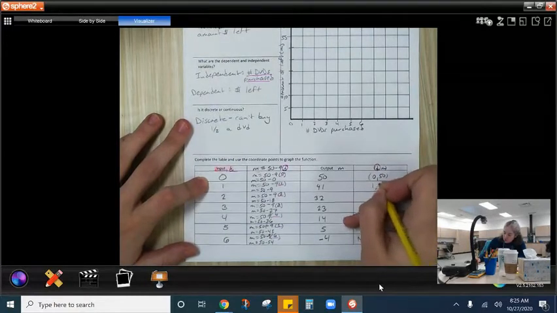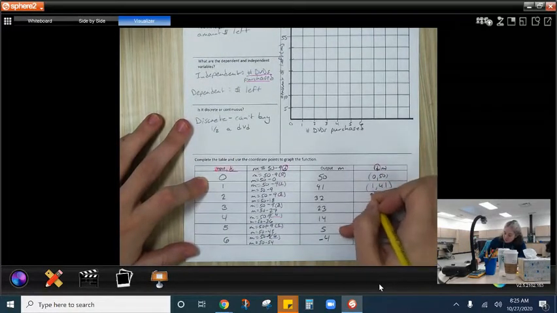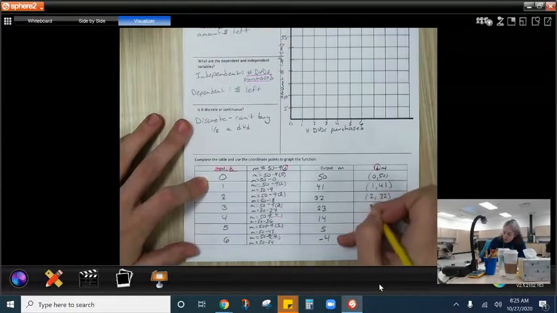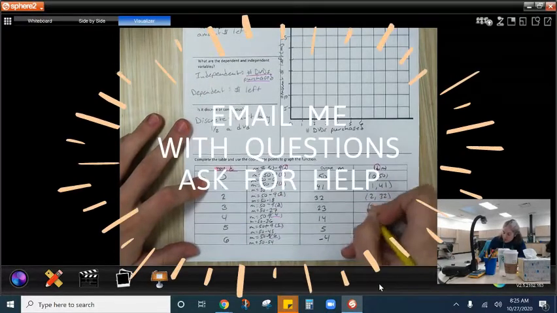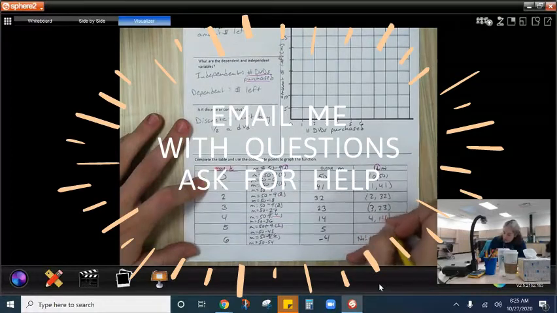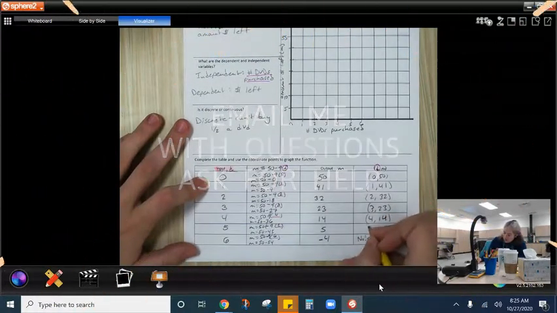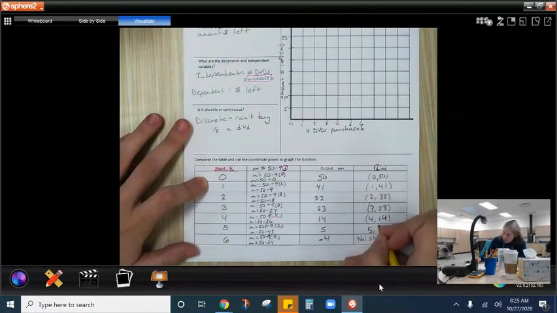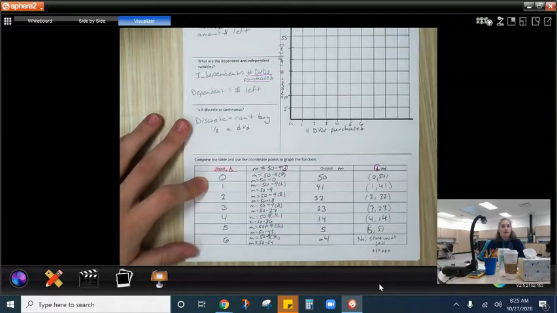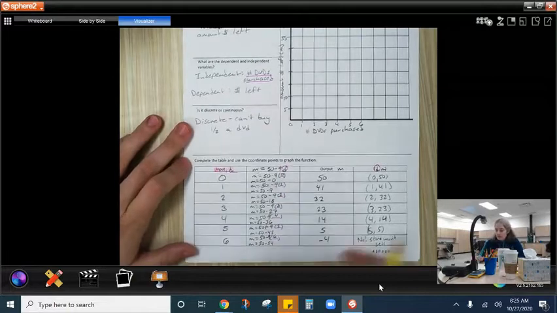50 for one, 1 and 41 for another, 2 and 32, 3 and 23, 4 and 14, and then 5 and 5. And I cannot plot that, right? I can't actually have that happen. I can't have negative amounts of money.